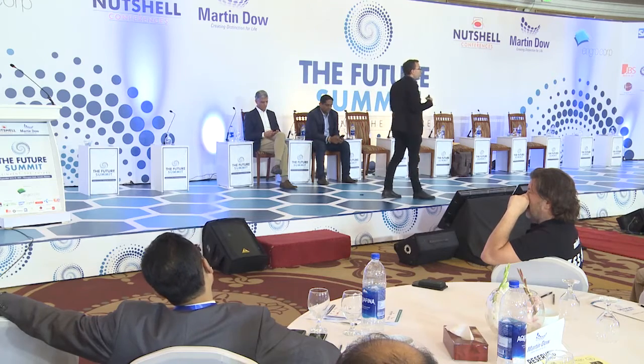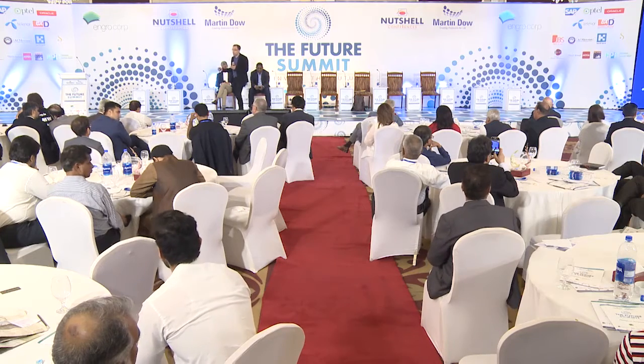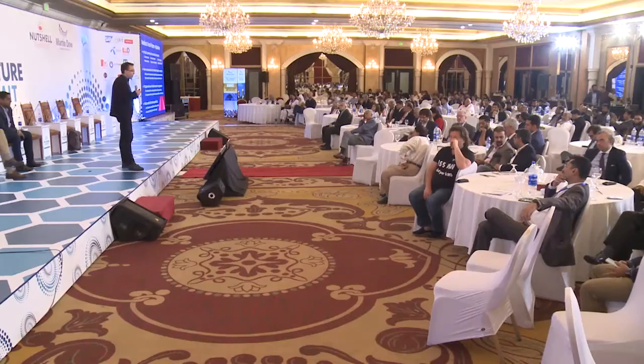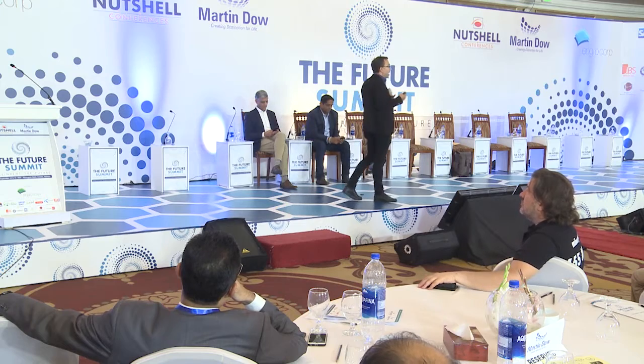The way we deal with that fractal nature is we deal with the iteration that's in front of us, then we adjust over and over and over again. This is why self-driving cars aren't quite so simple for the machines, but they're relatively straightforward for humans, right? This adjustment is going to create conditions that are either mild or balanced, the part, for instance, inside the Mandelbrot set, where you can see what's going to happen. The interactions are very understandable. Or you get wild or unbalanced conditions where you get amplification effects, momentum effects. Those can't be predicted easily.